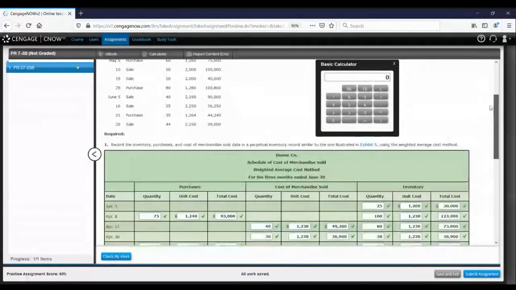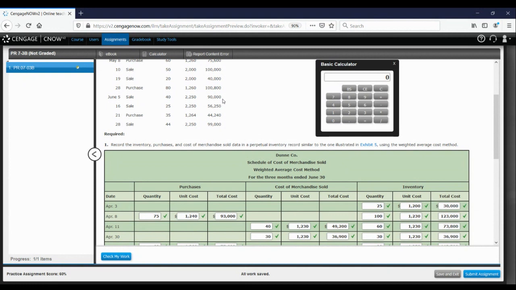On my next transaction, which happens on June 5th, we have another sale. We sold 40 units. The selling price per unit now is $2,250. If you multiply 40 times 2,250, it will give you 90,000. When we have a sale, we create two journal entries. The first journal entry would be a debit to accounts receivable and a credit to sales for 90,000.